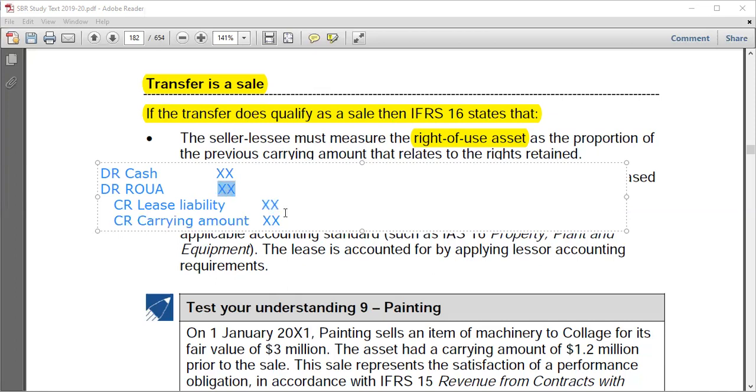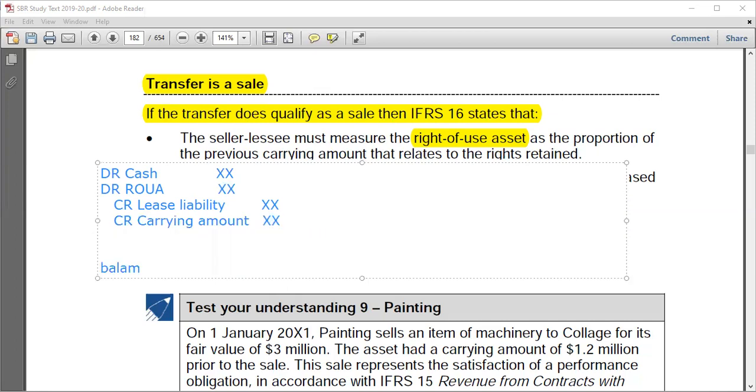But then after here, we would have the balancing figure. We usually call it balance. You can actually compute it, but just take it as a balancing figure. Now, as for the balancing figure, it depends. If it is on debit, it should be an expense. And if on credit, it should be what? It should be income, just like that.